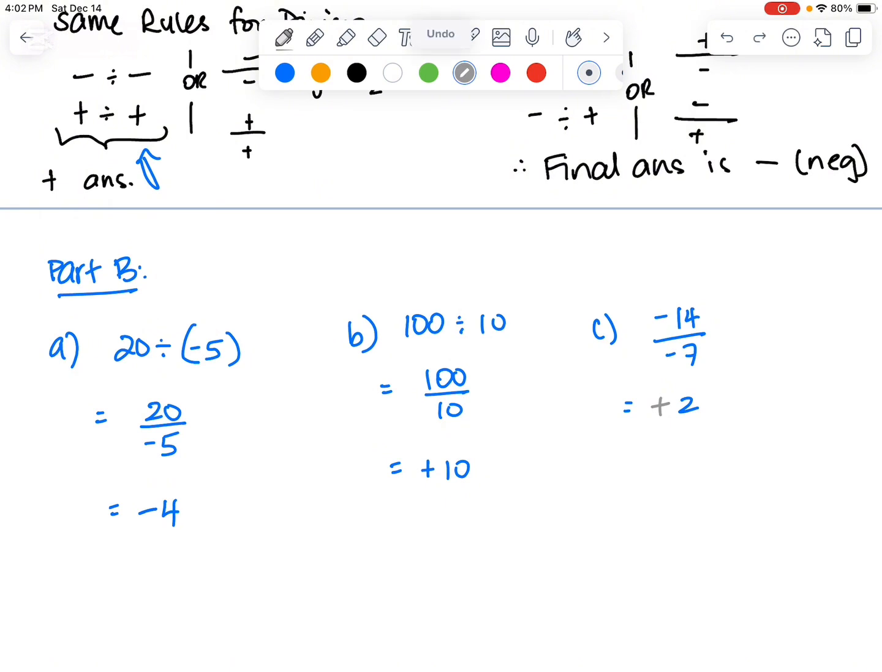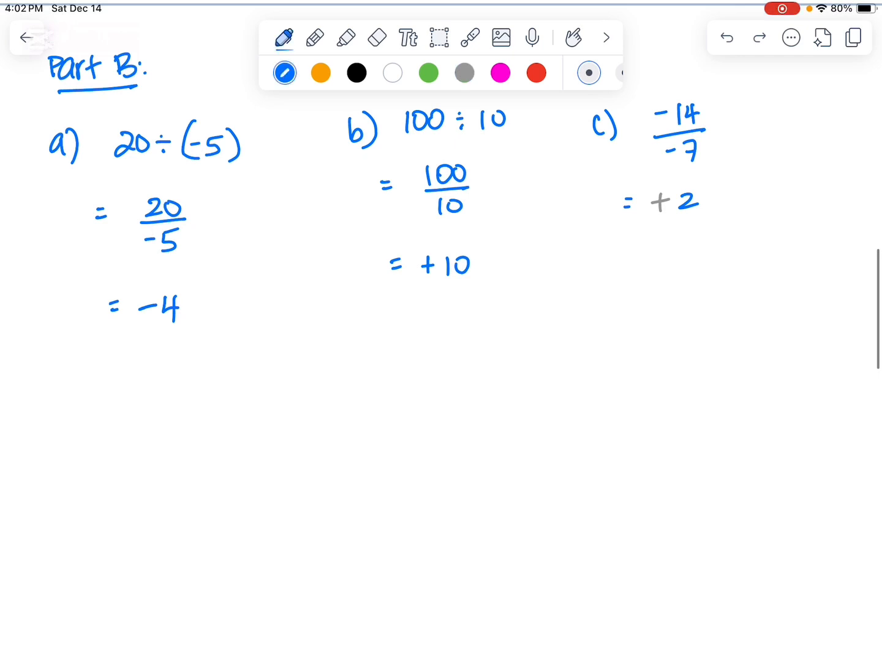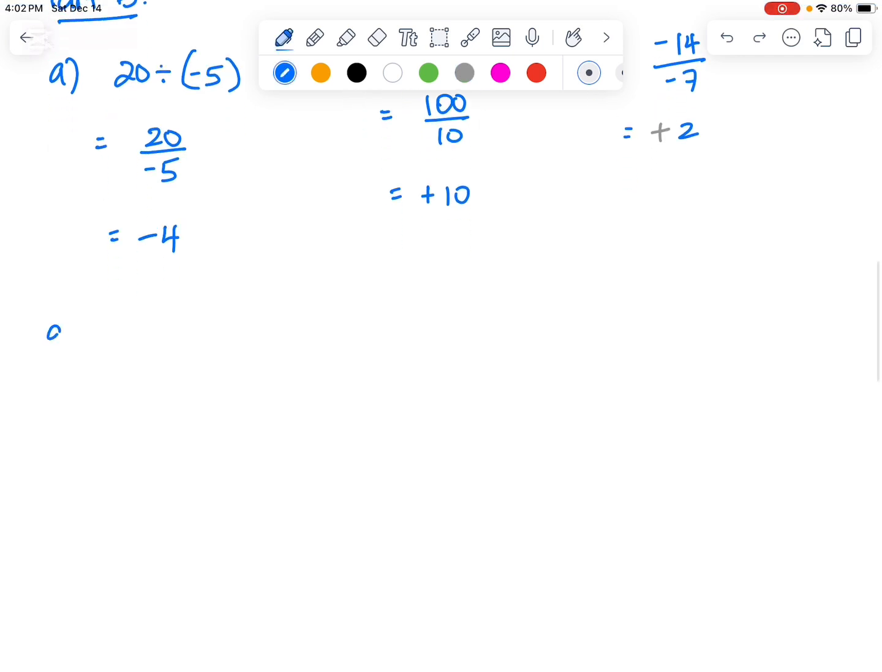Same thing. All right, let's do a couple more. So for part D, what if I have a question like this? Pause the video if you feel fairly confident. Try it on your own. So a negative and a positive division make a negative answer. 28 divided by 7 gives me 4.